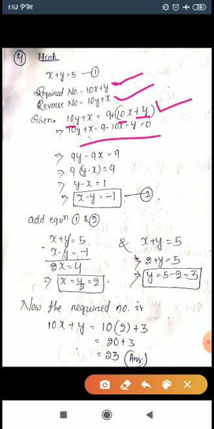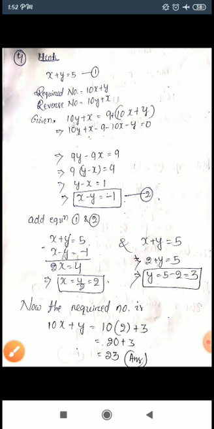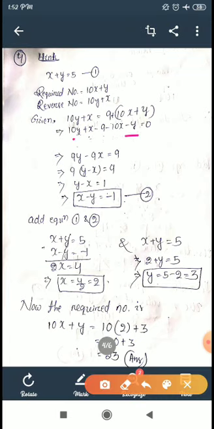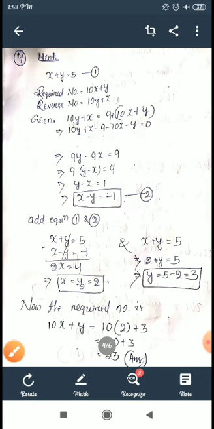Now 10y minus y is 9y, and x minus 10x is minus 9x, and this 9 will go that side, means it will be equal to 9. So now take out 9 in common. So y minus x equal to 1 you will get, and let us multiply with minus, so x minus y will be minus 1, as we have done in question number 3. Then add equation 1 and 2.